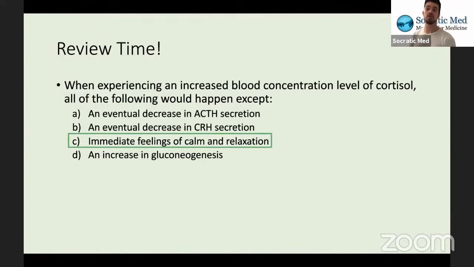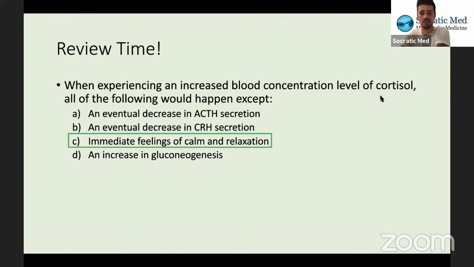When experiencing an increased blood concentration level of cortisol, all of the following would happen except. So that except, we're looking for what wouldn't happen when cortisol levels increase. So an eventual decrease in ACTH secretion, that would happen when cortisol levels increase in the blood, because remember, the negative feedback loop that cortisol is involved with, it feeds back and it actually inhibits the pituitary gland from secreting ACTH the higher the cortisol levels get.